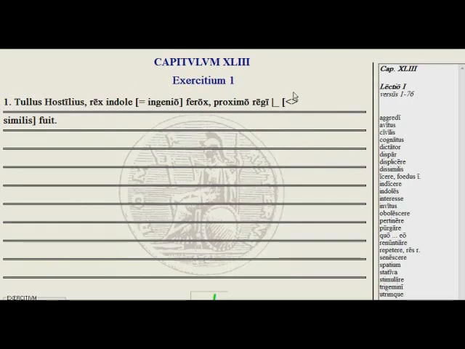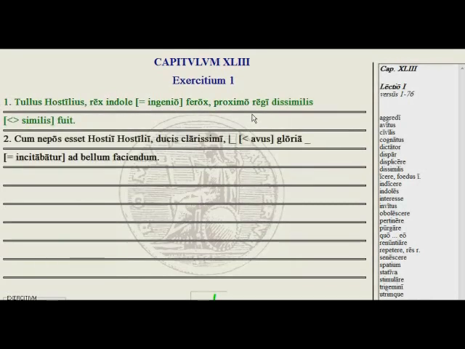And the word that means the opposite of similis is dissimilis, and we want the nominative here because it's matching up with rex. It's a predicate nominative after fuit. Next one, let's do one more.